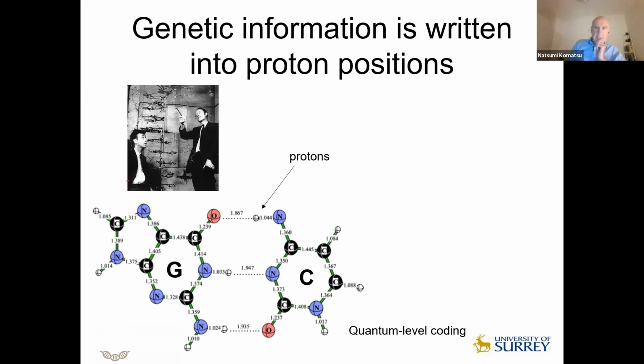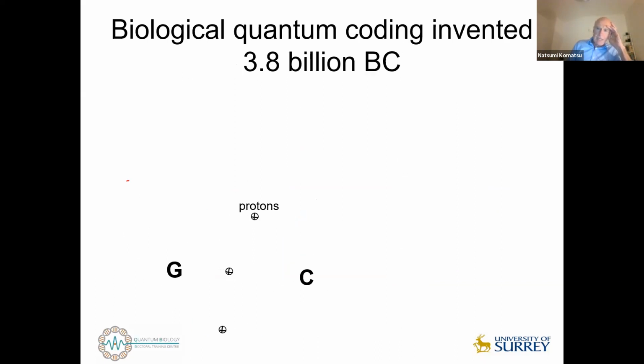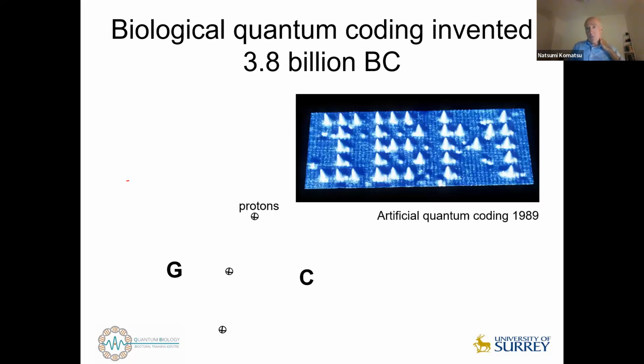So, as I was saying, the genetic code is really a proton position code. You can think of it this way: if you remove the backbone, then you just have the proton positions. And reading those proton positions in relation to the backbone, you could read genetic information. So it's really genetic information written in the position of protons. And it's a very old form of genetic information. It goes back nearly 4 billion years. So when artificial quantum coding was invented in the late 20th century, with IBM famously writing their letters in atoms, living organisms had already been writing information in terms of the position of fundamental particles, protons, for billions of years. So it's an ancient form of quantum coding, present in all living organisms.